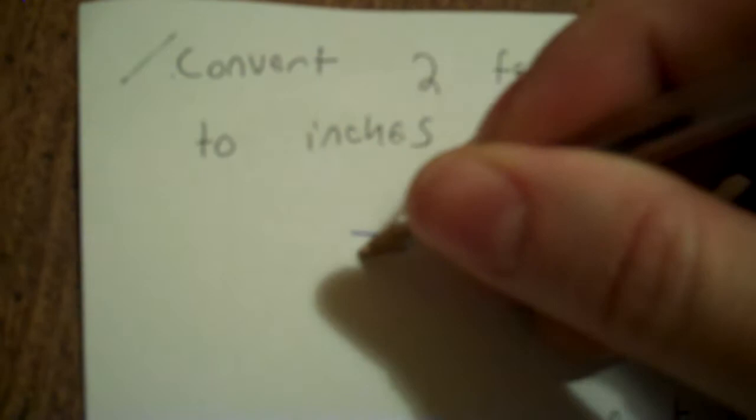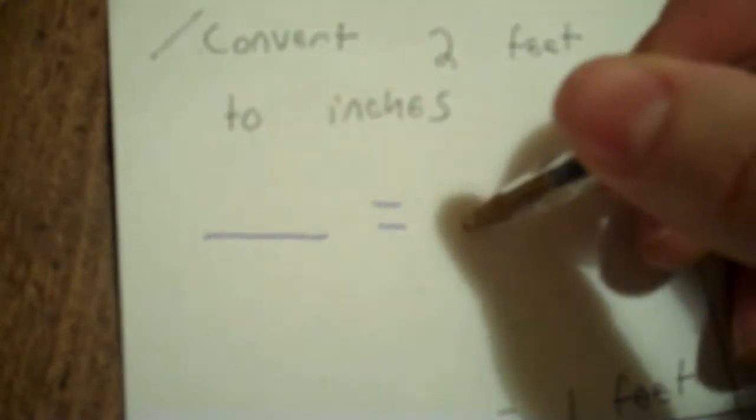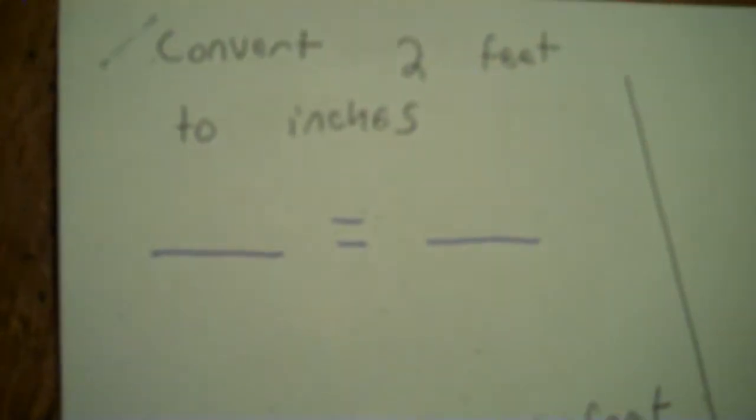Okay, you're going to convert units. Now, convert 2 feet to inches. If you don't understand this very well, you just got to set it up. Right in the middle, I want you to put an equal sign, and I want you to make 2 lines. Okay?